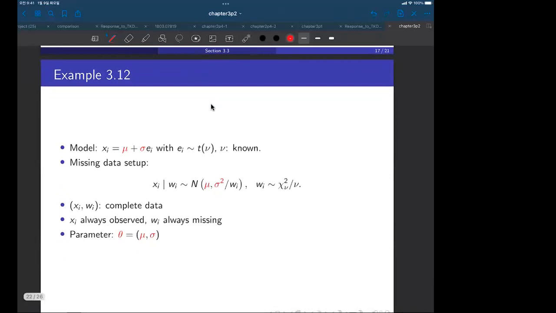This is an interesting example. Suppose you have a t-distribution. By the definition of the t-distribution, you can view it as a normal divided by the square root of a chi-square divided by its degrees of freedom, right? This is a latent variable. A latent variable is always missing. And the idea is we can use the EM algorithm to solve this kind of problem.